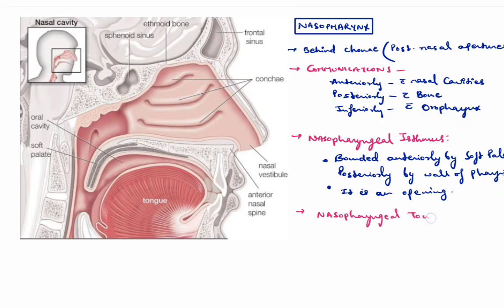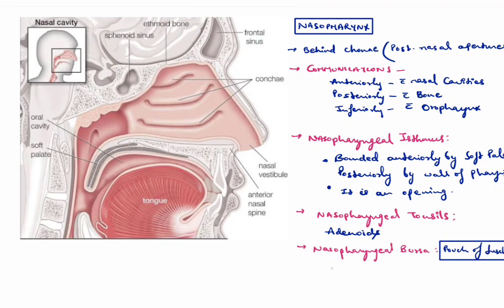Now the nasopharyngeal tonsils. It has tonsils called adenoids. Now the nasopharyngeal bursa, which is also known as the pouch of Luschka, is important in questions as it is a mucous diverticulum which extends upward into the substance of the pharyngeal tonsil from its apex. It is developed due to adhesions of the notochord.